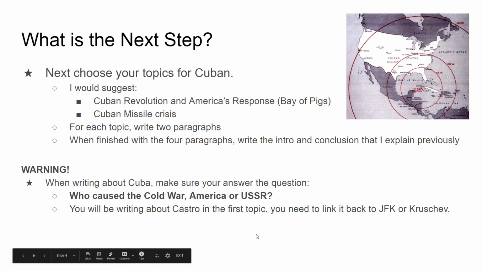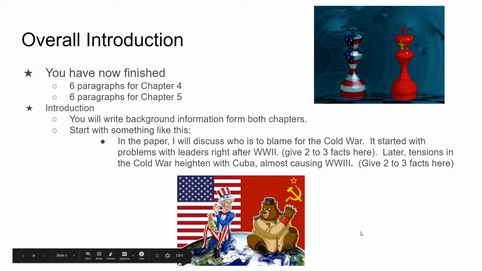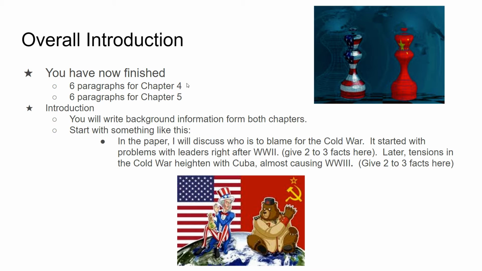Okay, the next thing you have to do is you're going to go to your overall introduction. You've now finished writing 6 paragraphs for chapter 4, your 4 paragraphs about your topics, and your introduction and conclusion, and 6 paragraphs for chapter 5. So you have a total of 12 paragraphs right now. So in the introduction, it's just like your chapter introductions. You're going to write background information about both chapters.